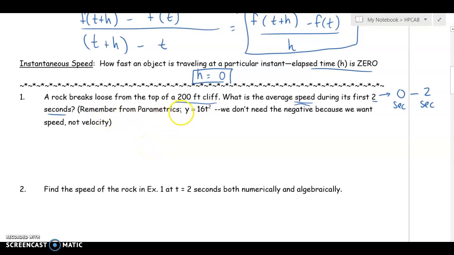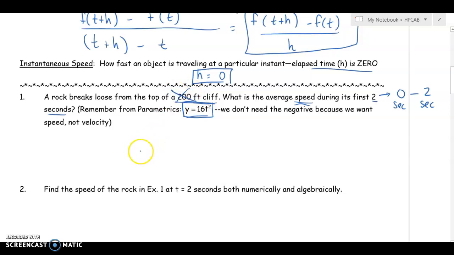If you remember from parametrics, when you did all of those types of problems where something was being thrown and dropped, you had y equals 16t squared. We don't need the negative because we don't want velocity. We know it's dropping, and so technically it would be negative if we were dealing with velocity. Speed doesn't care about direction, so we don't need the negative. We're going to be using this as our equation. It does not matter how tall this cliff was. The 200 is actually going to be excess information.